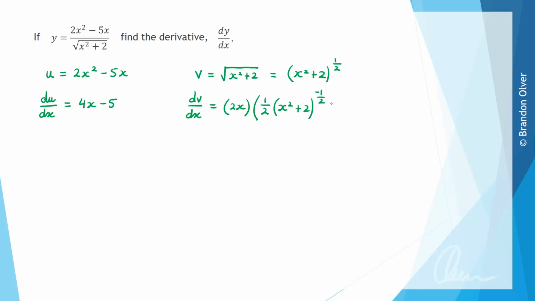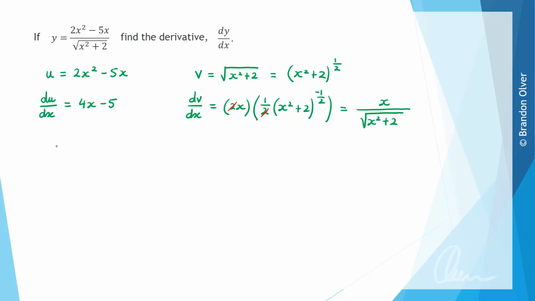off the power. Now we can simplify that slightly, as this 2 can cancel with this 2, and the negative 1/2 can take this x squared plus 2 to the bottom line with a square root. So we can write this as the square root of x squared plus 2 on the bottom line, and then on the top line all we'll be left with is x. So that's the term for dv/dx.